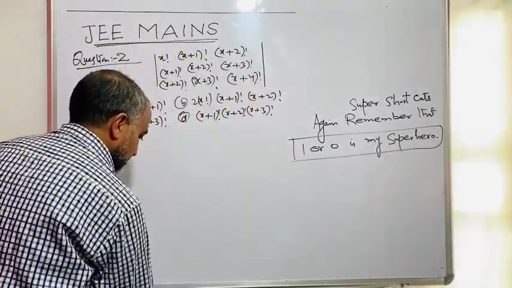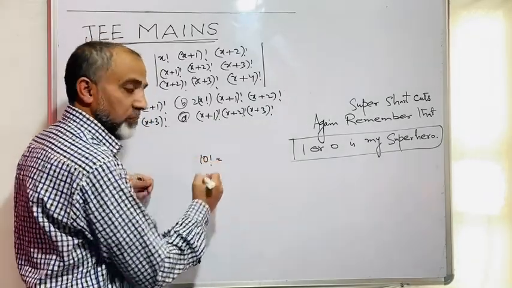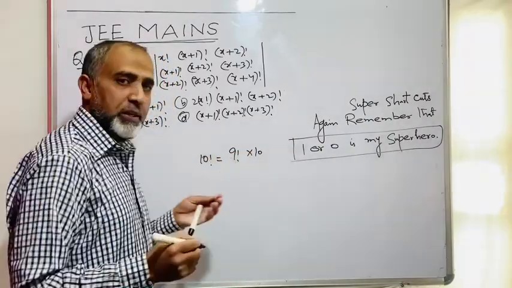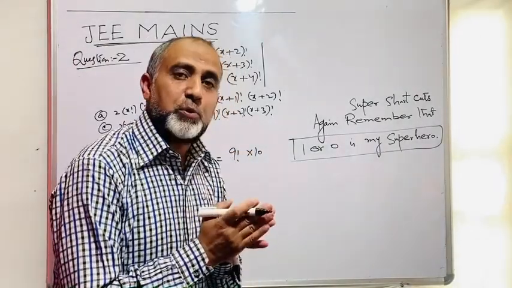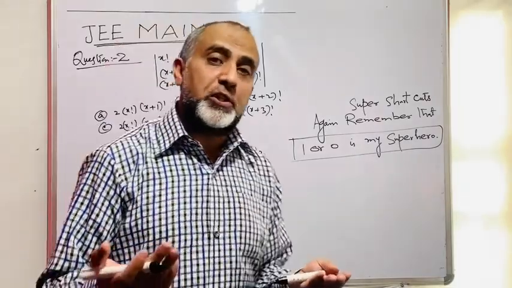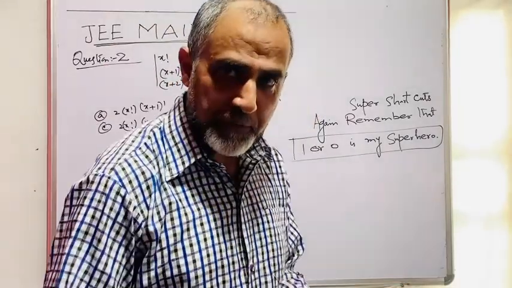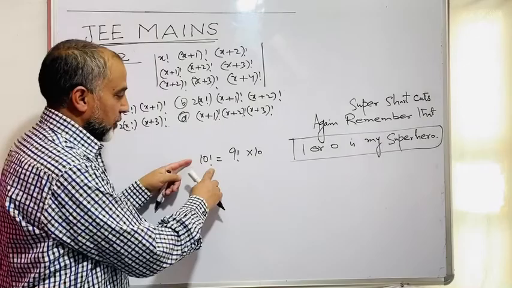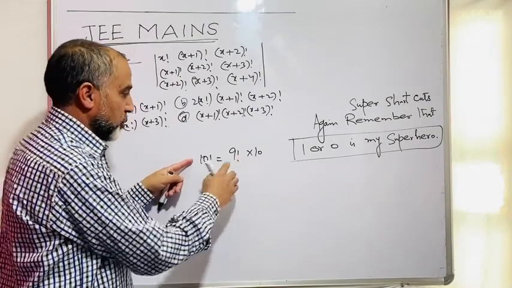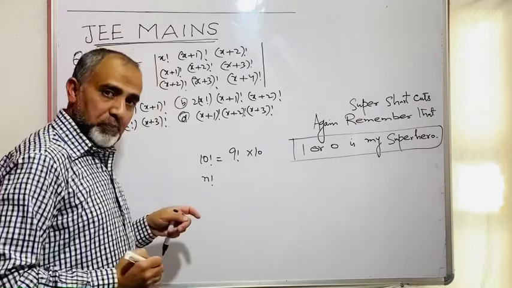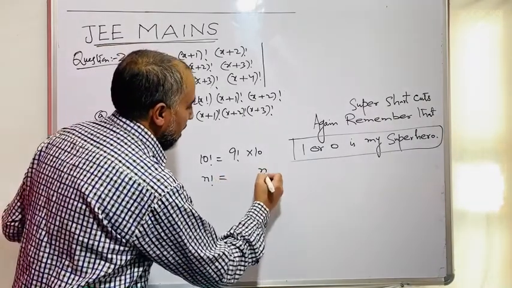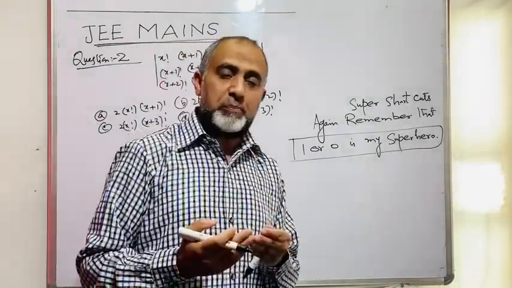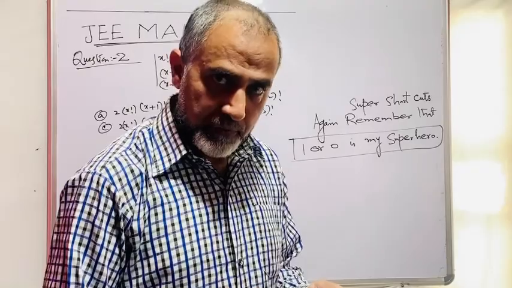If we have 10 factorial, can't we write it as 10 into 9 factorial? See what I did: I wrote 10, then reduced by one and put the factorial. If we have 4 factorial, one can write 4 into 3 factorial. If we have 20 factorial, we can write 20 into 19 factorial. Similarly, for n factorial, we can write n into (n minus 1) factorial.